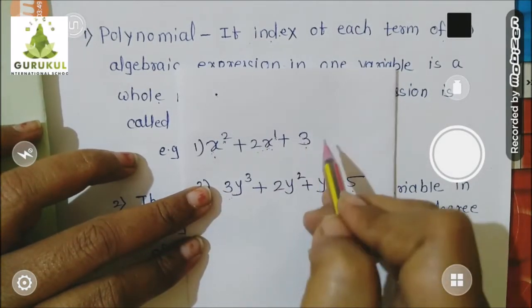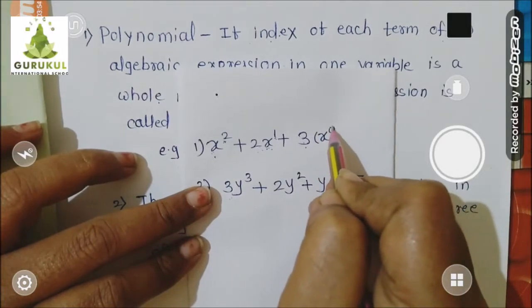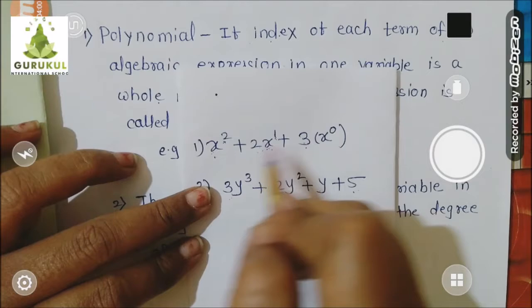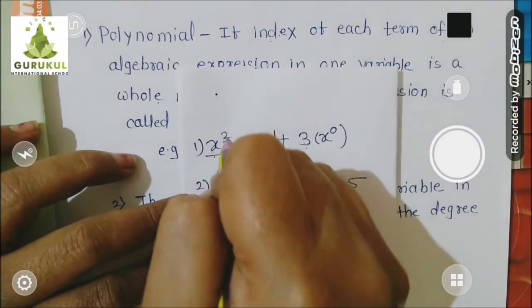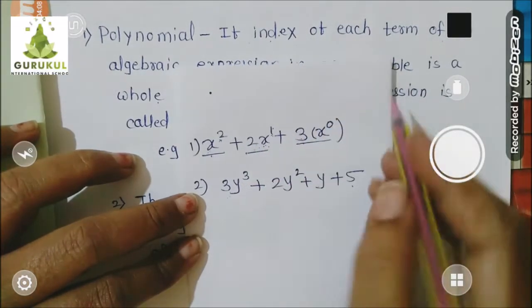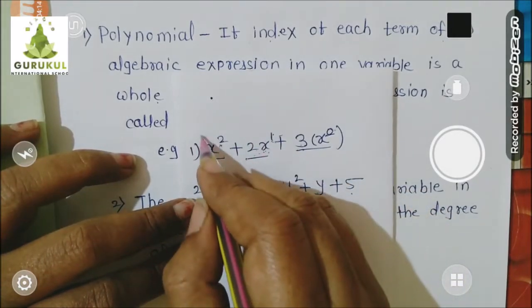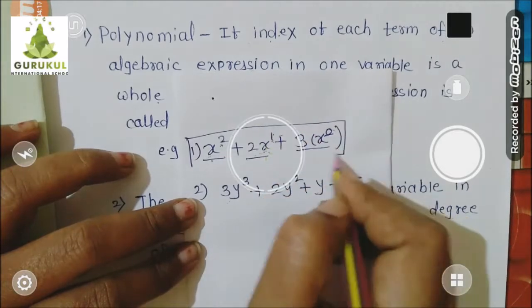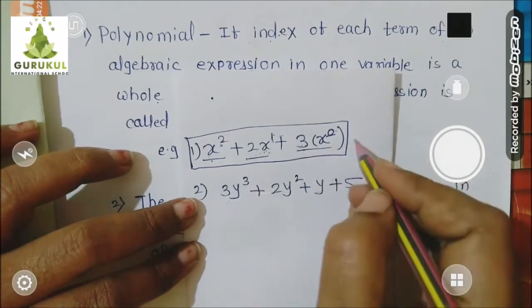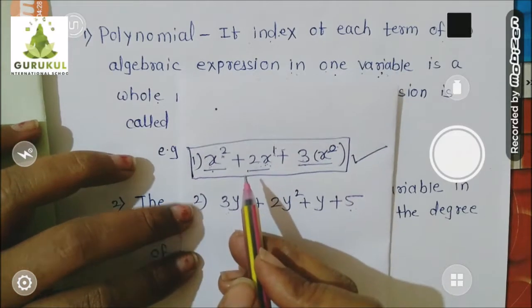In third term, only 3. Only 3, it means there is a hidden part: you can consider the x variable and you can consider its power 0. And 0 index is again a whole number. In short, children, first term index 2, second term index 1, third term which is hidden part index 0. 0, 1 and 2 all are whole numbers. In short, in this expression, all the three terms have index of the variable as a whole number and that's why it is a polynomial.